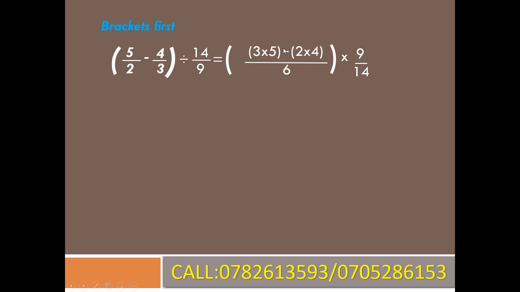So this is 15 minus 8, everything out of 6 in our brackets, then times 9 out of 14. So the bracket here will take us to 7 out of 6. How is the 7 coming in? 15 minus 8 gives us 7. Now times 9 out of 14.